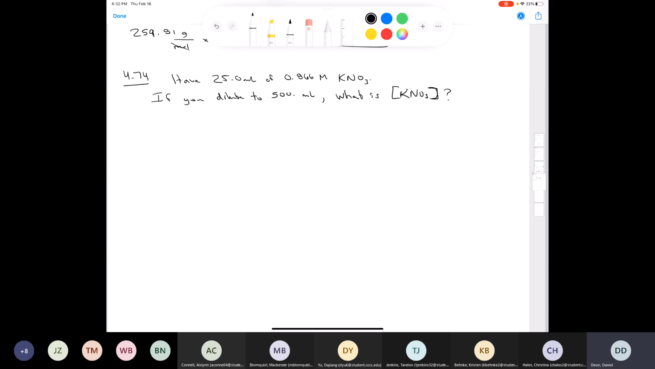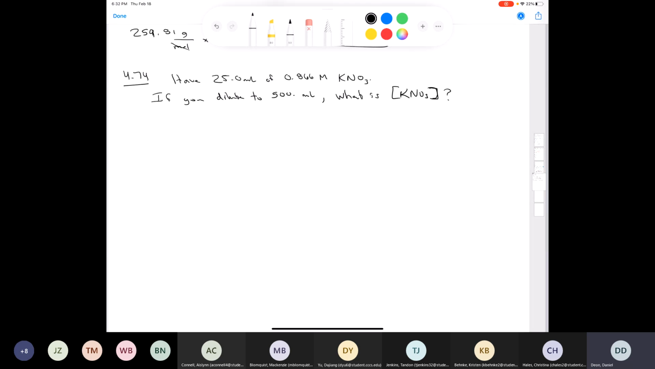Yeah, thanks, Anthony. Absolutely. M1V1 is equal to M2V2. You can write it as M initial times the initial volume gives you the final molarity times the final volume. You can call it C1V1 is equal to C2V2. I don't care, as long as you understand what's going on.